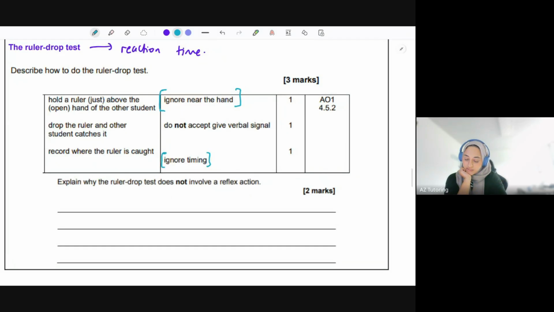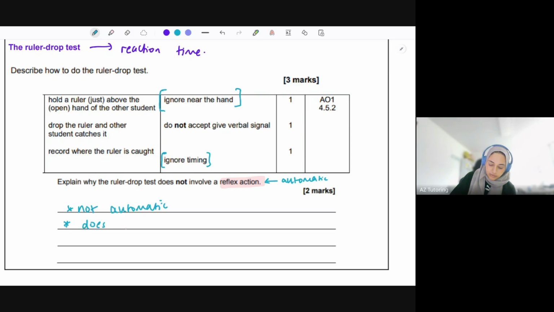Explain why the ruler drop test does not involve reflex action. Well, what is a reflex action? A reflex action is something that you're just doing automatically without thinking about it. So just remember that. But with the ruler drop test, you are thinking about it. It's not an automatic reaction. So that's what we're saying. So it's not automatic, and it does not.